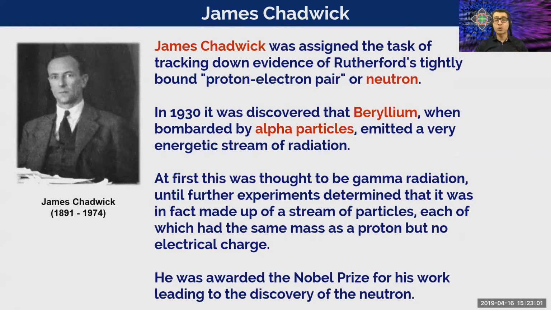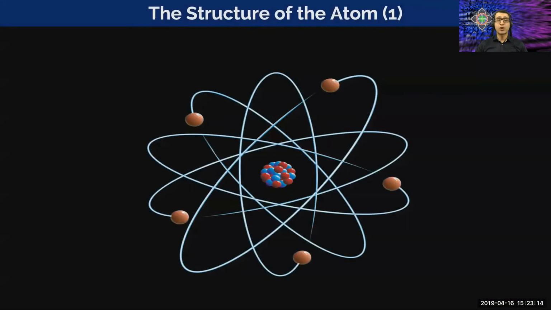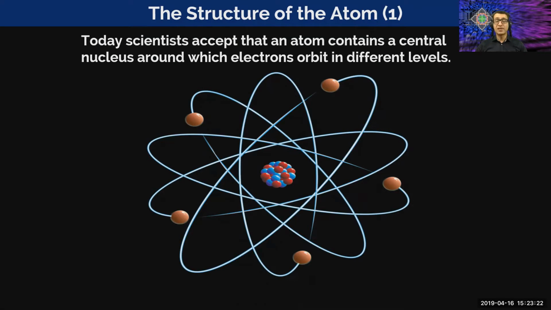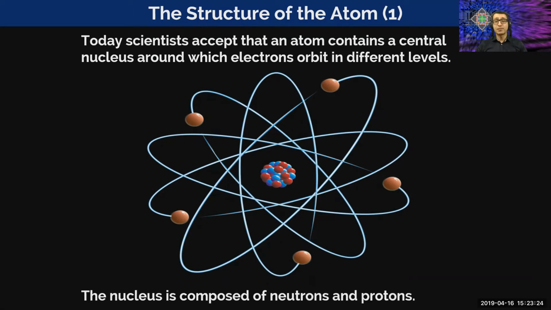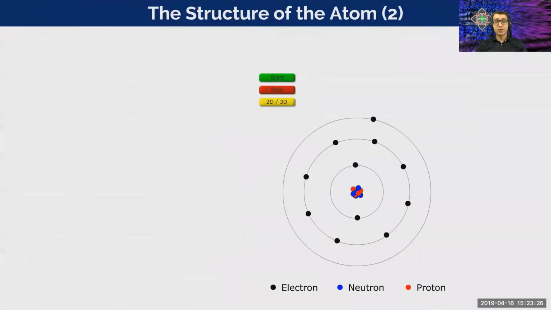And so he was awarded the Nobel Prize because this was what led to essentially the discovery that the nucleus also contains particles called neutrons, which are neutral but have the same effective mass as a proton. So today, scientists accept that the atom contains a central nucleus around which the electrons orbit in different levels, and the nucleus is composed of protons and neutrons.